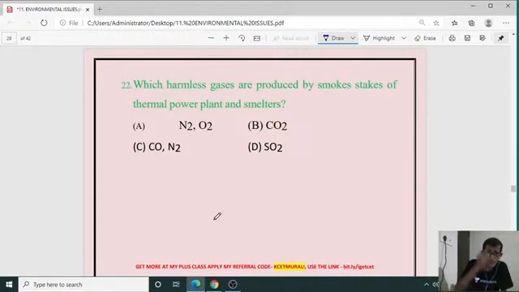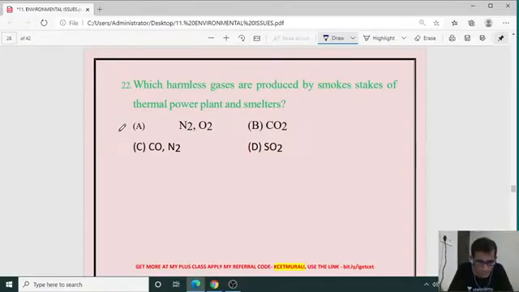Which harmless gases are produced by smokestacks of thermal power plant and smelter? So a coal-based thermal power plant. Which is the major kind of gaseous molecule going to be emitted from that smelter?